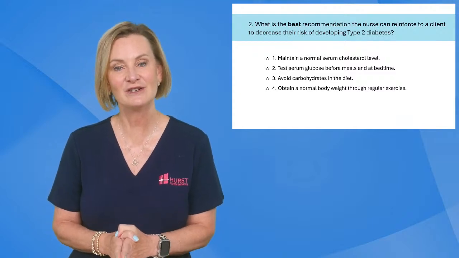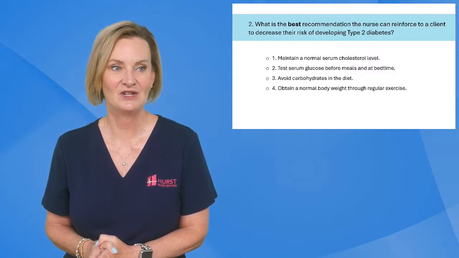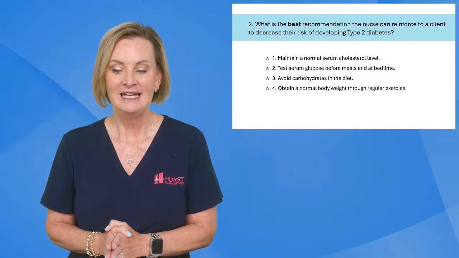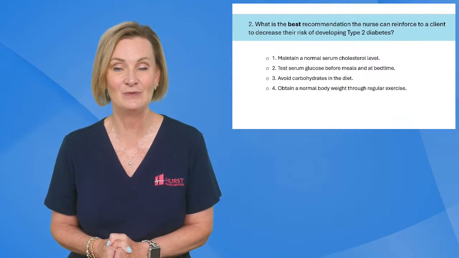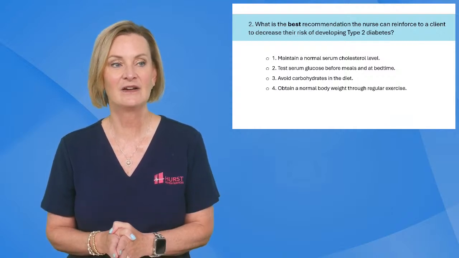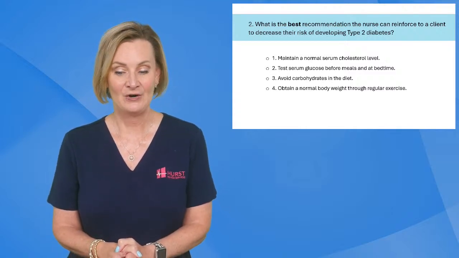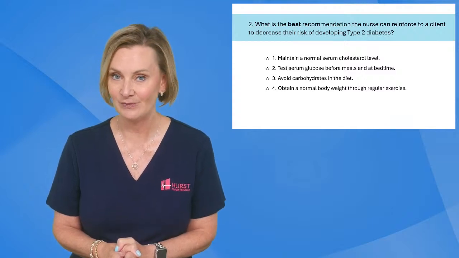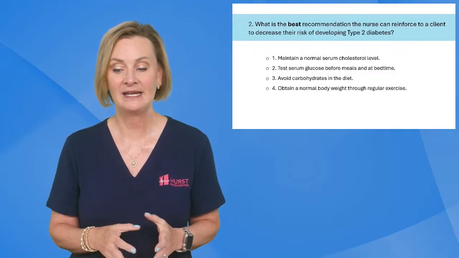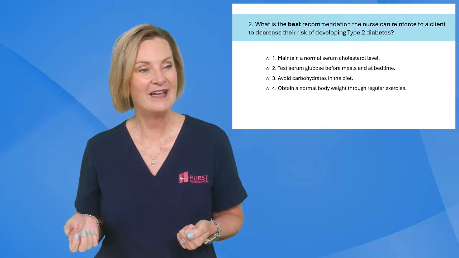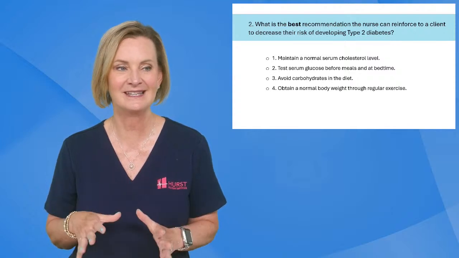Let's look at number 2. It says to test your serum glucose before meals and at bedtime. Y'all, this is just too excessive. That is a no. If they have diabetes, they may need to do this, but they're not there yet, so that is just too much. Number 3 says avoid carbohydrates in the diet. Well, we know that carbohydrates can affect your blood sugar, right? Yes, they can. This is why we have diabetics count their carbs. However, they don't avoid them altogether, do they? No, so this is incorrect.